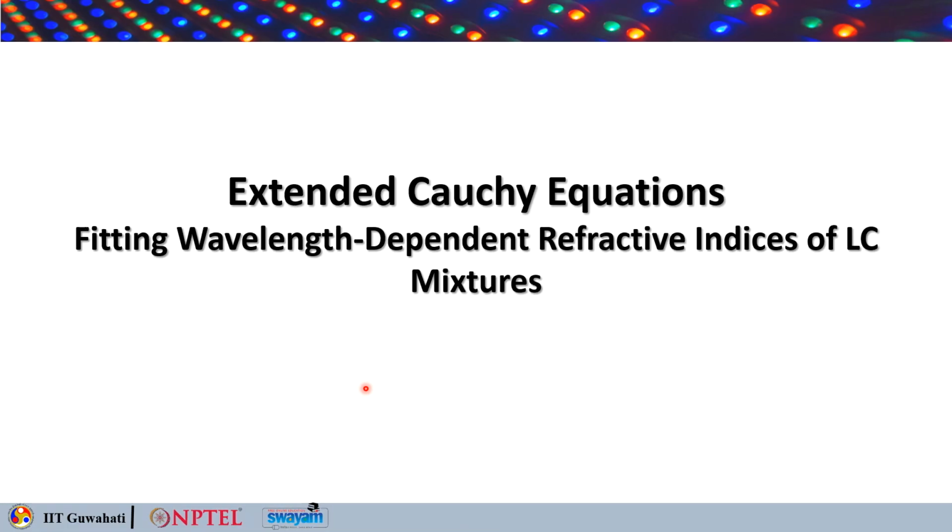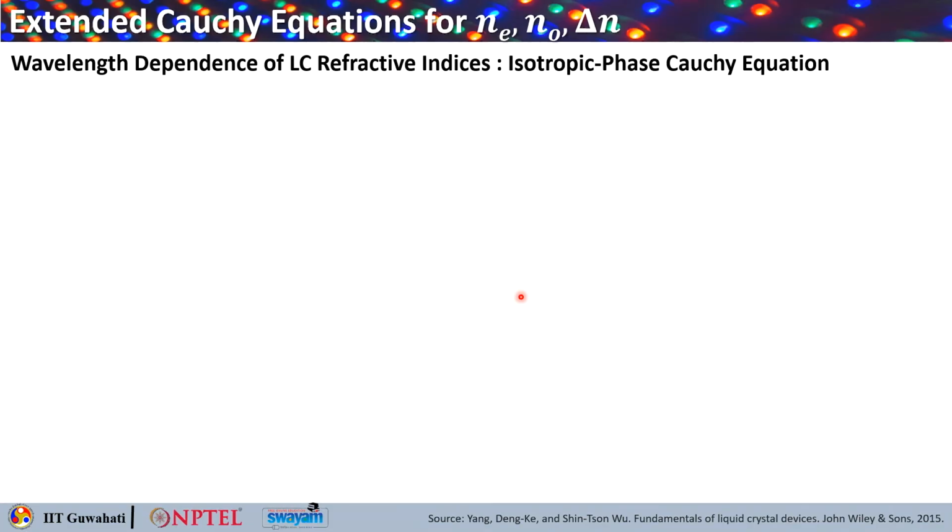Now let us see extended Cauchy equations. These extended Cauchy equations are the practical tool that engineers use to characterize and predict the liquid crystal refractive indices at any wavelength. So the theoretical justification from the Vogt's equation makes it rigorous but not just empirical. So this is what we are going to see now: extended Cauchy equations for Ne, No and delta n.